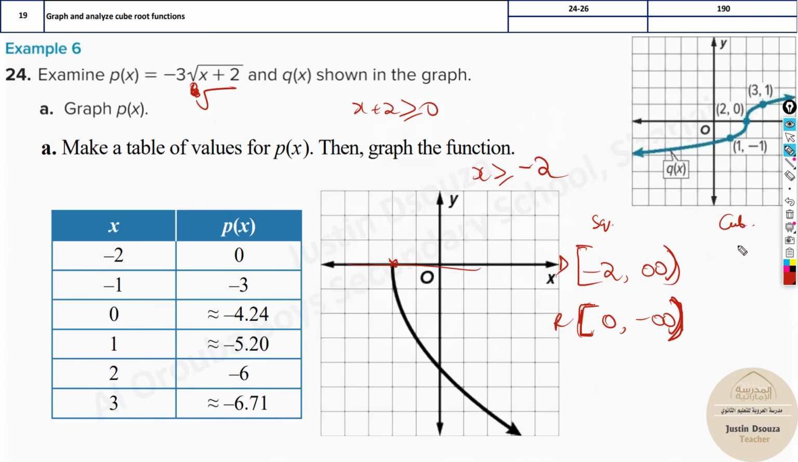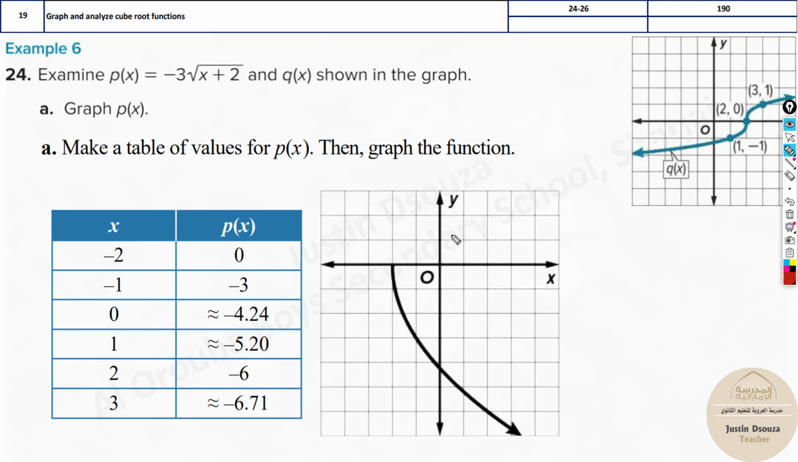Cube root, it's so easy. The domain and range is all real numbers. All real numbers means it's always from minus infinity to infinity. You don't have to worry about anything. Domain keeps on going, range also keeps on extending. So that's the domain and range.